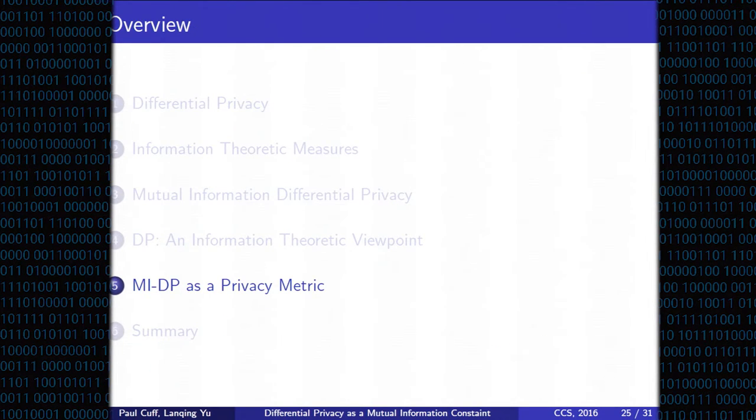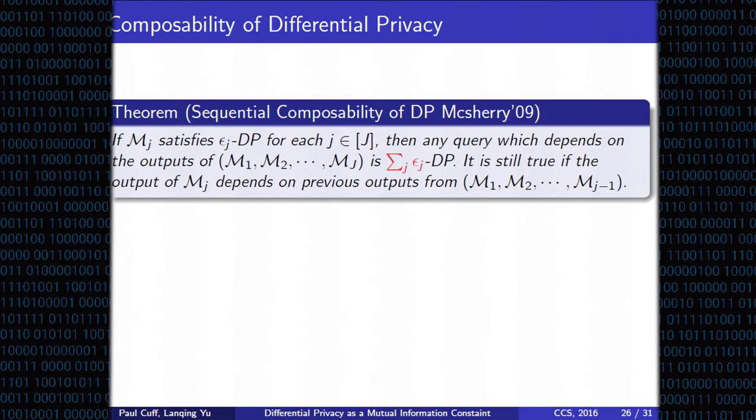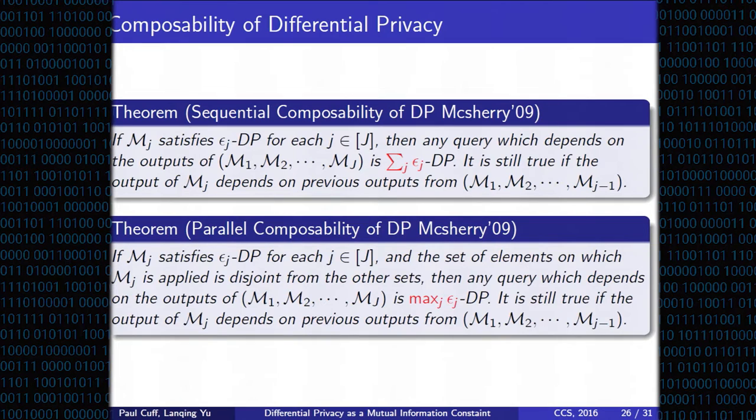In this last section, I will just mention some properties satisfied by our mutual information differential privacy. Maybe many of you are familiar with this. One of the most important properties satisfied by differential privacy is composability. For differential privacy, it satisfies sequential composability with the sum of individual constants, and it satisfies parallel composability with the max over all individual constants.